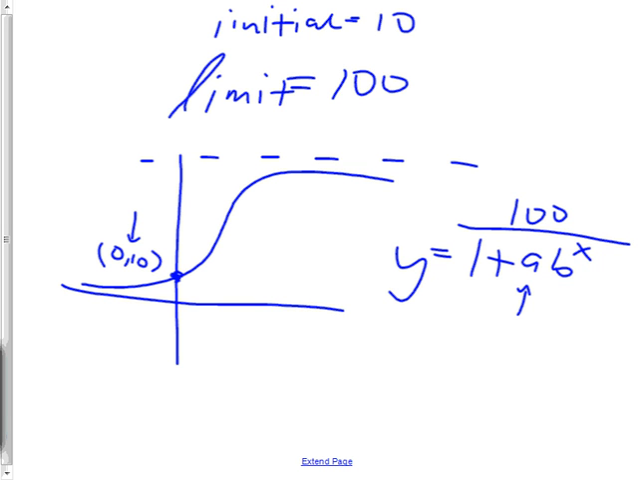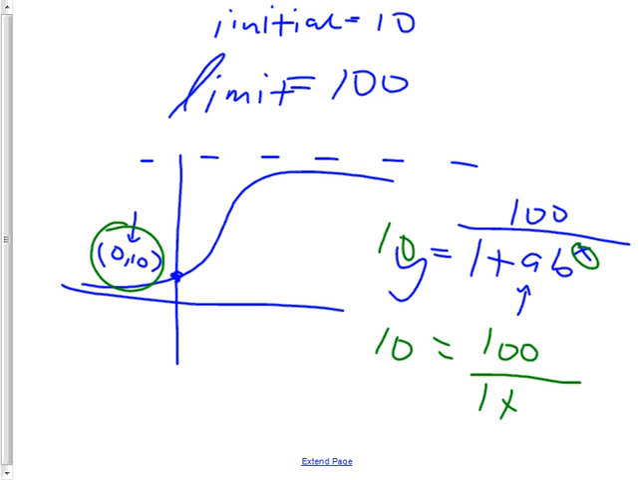Okay, so you solved for a. Here's what you should have done. You should have put this 0 comma 10 in here: 0 and 10. 10 equals 100 over 1 plus a. And the b to the 0 just drops out because b to the 0 is a 1.